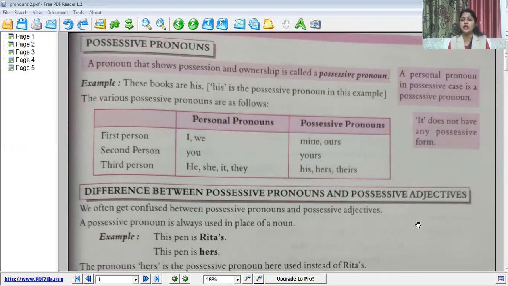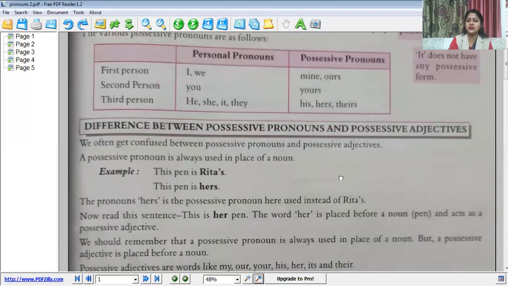It does not have any possessive form. If you see in this PDF, it does not have any possessive form is written in the pink box. What is given? A personal pronoun in possessive case is a possessive pronoun, telling that it belongs to whomever, me, you. Okay, whom does it belong to? It's mine, it's ours, it's theirs, his.